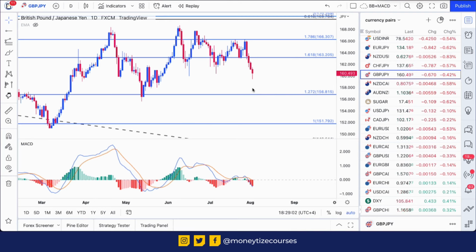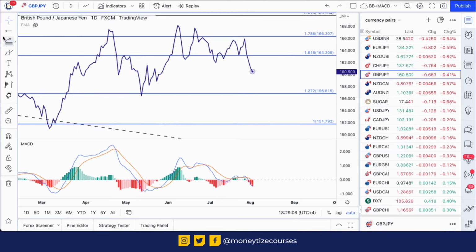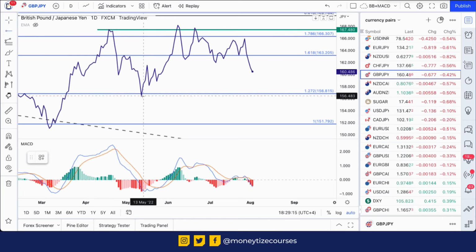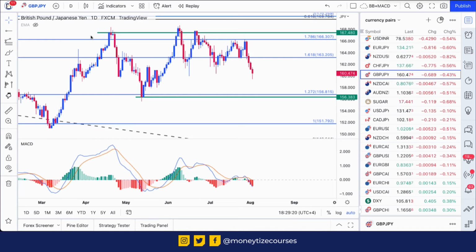Now, if I'm going to mark my structure based on this daily setup, let's change to a line chart. So the structure should be this high followed by this low. So we can expect at least a touch of 156.81 because this is the structure low, which is coinciding with some previous Fib extension levels.